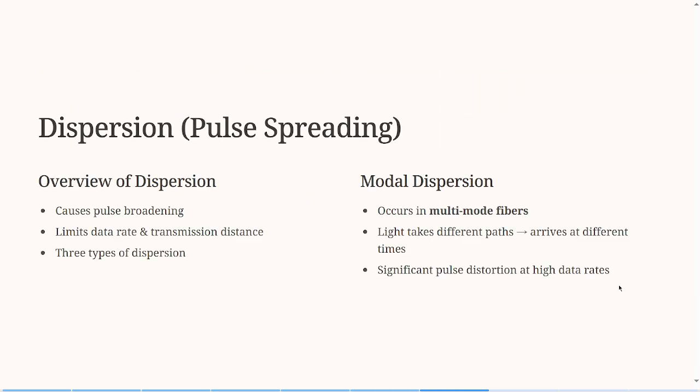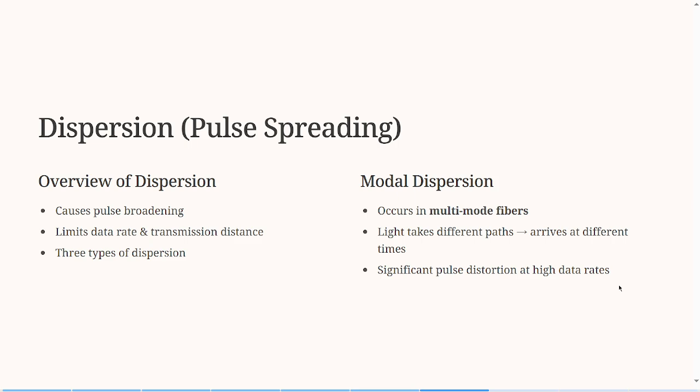Dispersion. Dispersion is slightly different from attenuation. While attenuation reduces power, dispersion distorts the shape of the signal. In an optical system, information is transmitted as pulses. If these pulses spread out too much, they start to overlap and cause errors. Dispersion limits both maximum data rate and transmission distance.